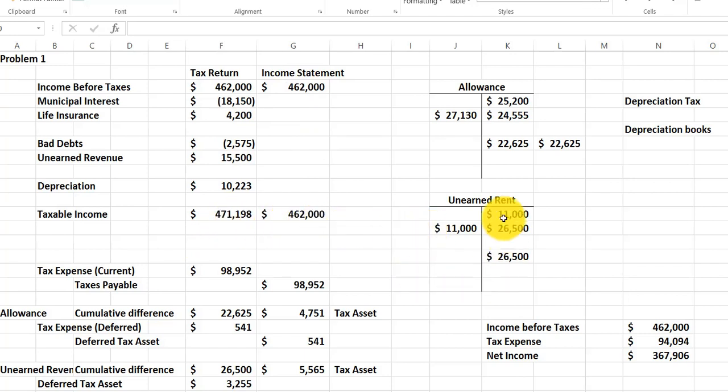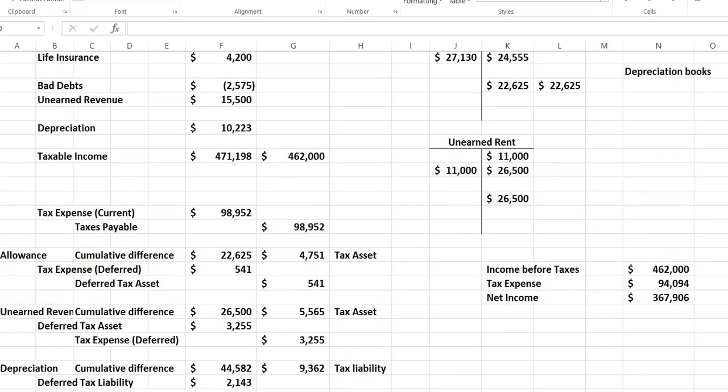All right. Here's a T account for that unearned rent if you needed to visualize that. This was the unearned rent from last year. This is earned, and then this is the new amount received as unearned rent. Once you have your taxable income, you get your tax expense current and taxes payable by multiplying by 21%.